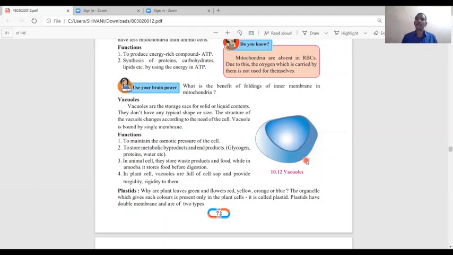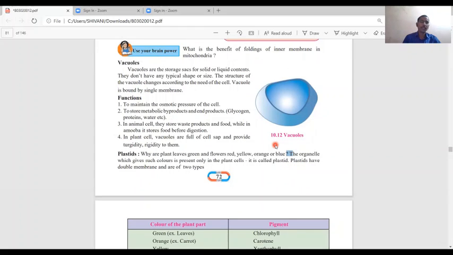and to store metabolic byproducts and end products such as glycogen, proteins, water. In animal cells, vacuoles store waste products and food, while in plant cells, vacuoles are full of cell sap and provide turgidity as well as rigidity to the cell. Amoeba is a single-celled animal. In amoeba, the vacuole stores food before digestion.